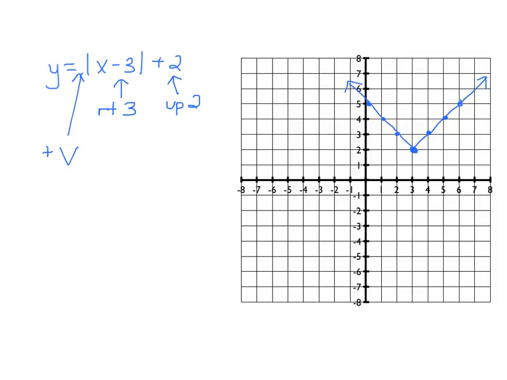And remember, you only do this type of graphing when an absolute value is involved. So no absolute value, no V. Okay? That's it.